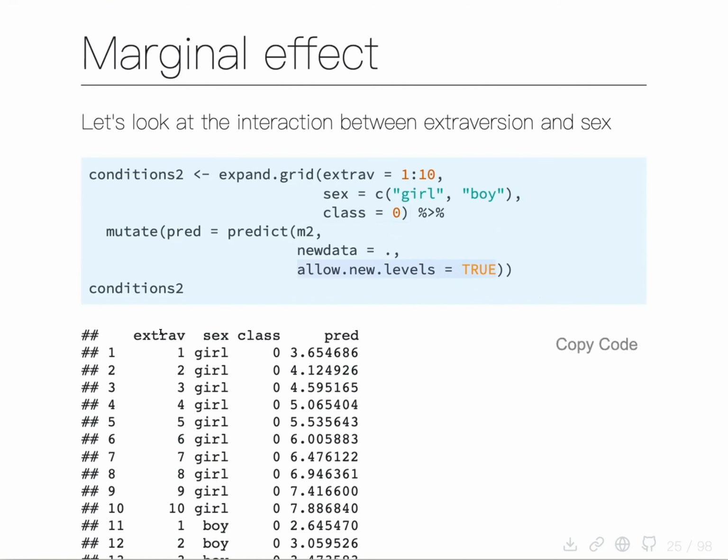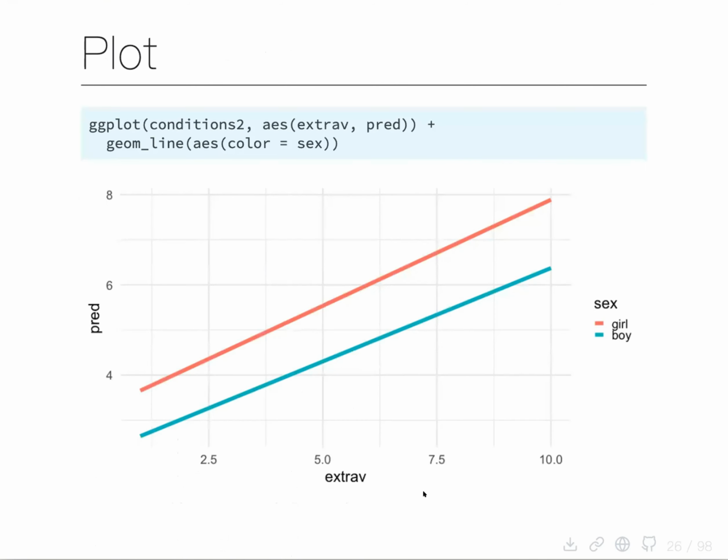And then I get something that looks like this. So here's the extroversion score for girls in any classroom, right? It's not for a specific classroom. And then here's the extroversion score for boys and then our prediction for both of them. And then we can plot them like this, where we're saying that data frame I just created, put extroversion on the x-axis, prediction on the y-axis, and then color them by sex, and we get these two different slopes.